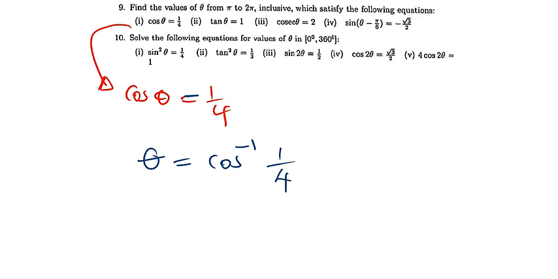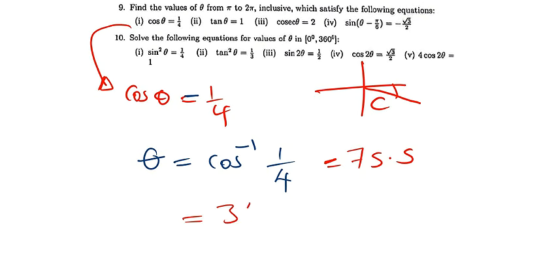Now I don't think 1 over 4 would give us any special angle, so I'll just end up giving you the answer. Cosine inverse of 1 over 4 on my calculator is something like 75.5. Now to find the other answer, ask yourself in which quadrant is cosine positive. It's in the last quadrant. All students take calculus. Cosine is positive in the fourth quadrant. To find an angle in the fourth quadrant, subtract from 360. So the other possible answer would be 360 minus cosine inverse of 1 over 4.